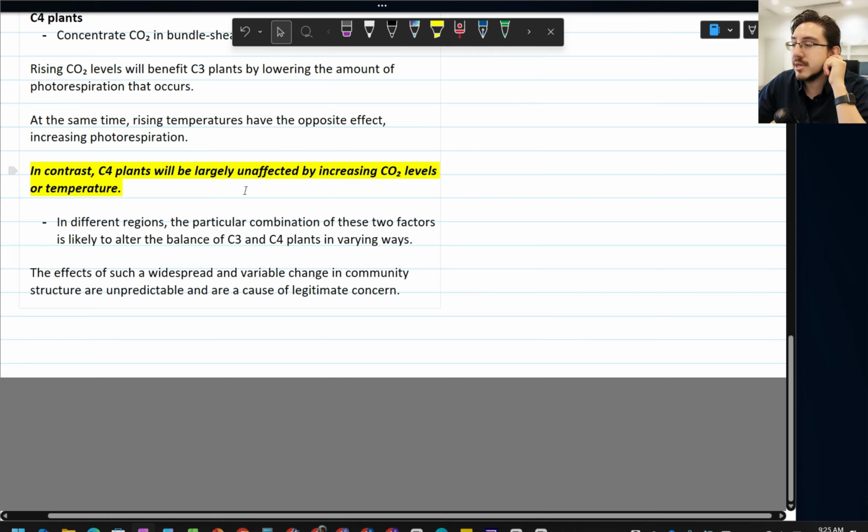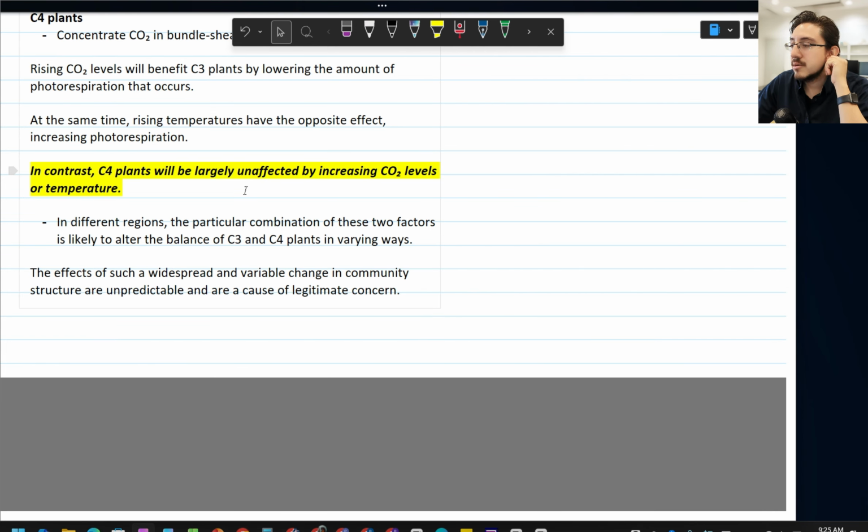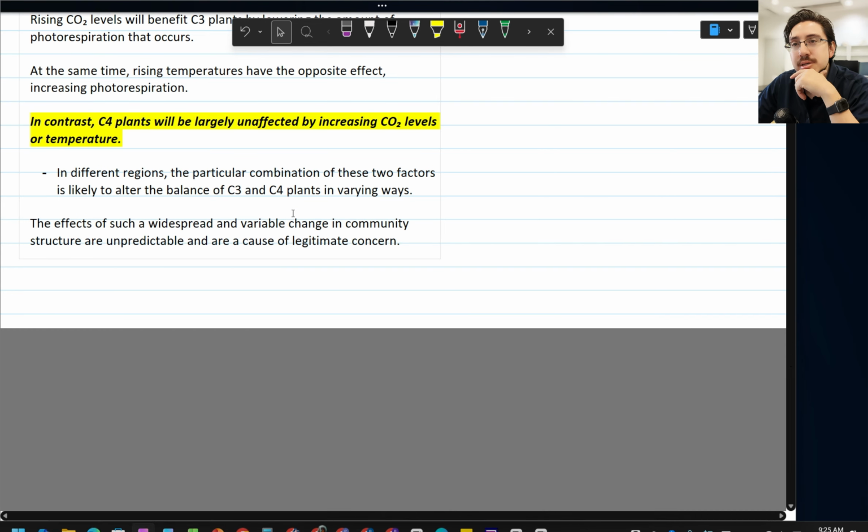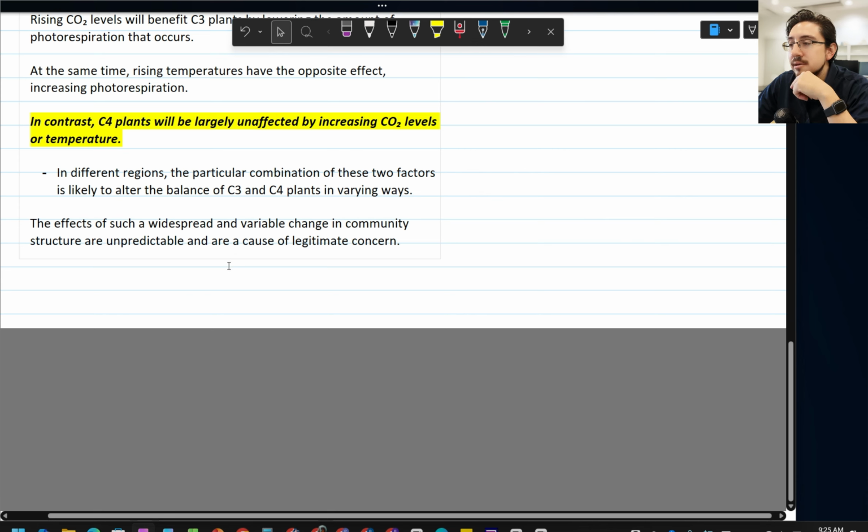Of course, they want carbon dioxide levels in the environment. Okay. In different regions, a particular combination of these two factors is likely to alter the balance in population or relative abundance. So this is something that ecologists and botanists need to be on the lookout for, to see how plant diversity is changing based on global conditions.